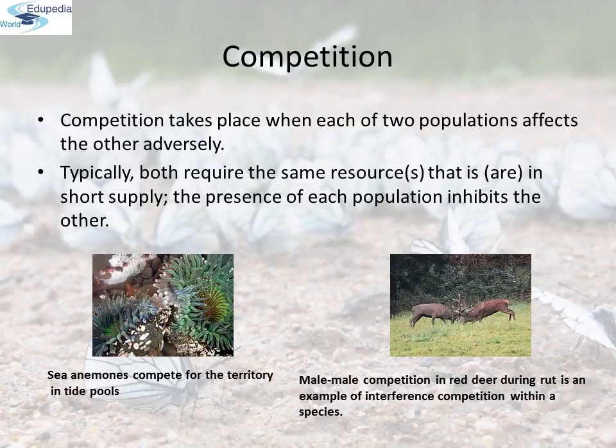Competition. Competition takes place when each of two populations affects the other adversely. Typically, both require the same resources that are in short supply. The presence of each population inhibits the other. For example, sea anemones compete for territory in tide pools. The male-male competition in red deer during rut, the mating time, is an example of interference competition within a species.